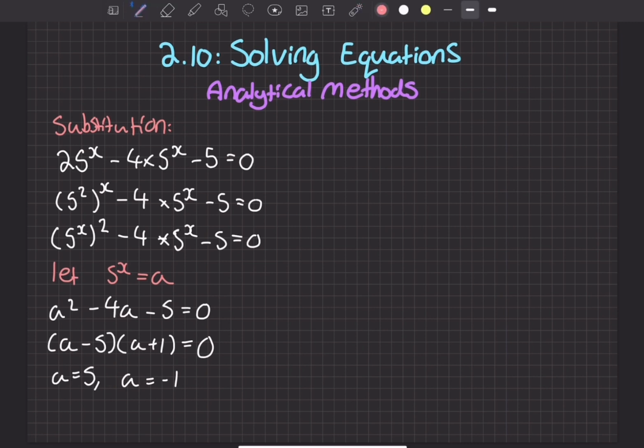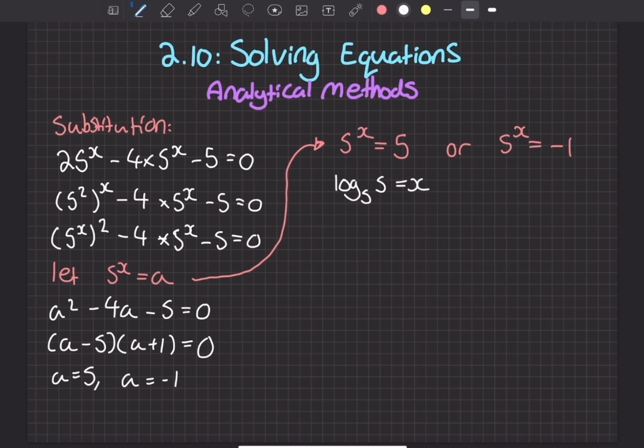Well, if we go back to the substitution, we know that 5 to the power of x equals a, right? So 5 to the power of x equals, and we know that a is 5, so equals 5. Or we also know that a is also minus 1, so it can also be minus 1, right? And now we solve for x. So we can rewrite this as a logarithm equal x. And log base 5 of 5 is just 1, so 1 equals x. So 5 to the power of 1 is 5, that's correct. So we know that x equals 1.